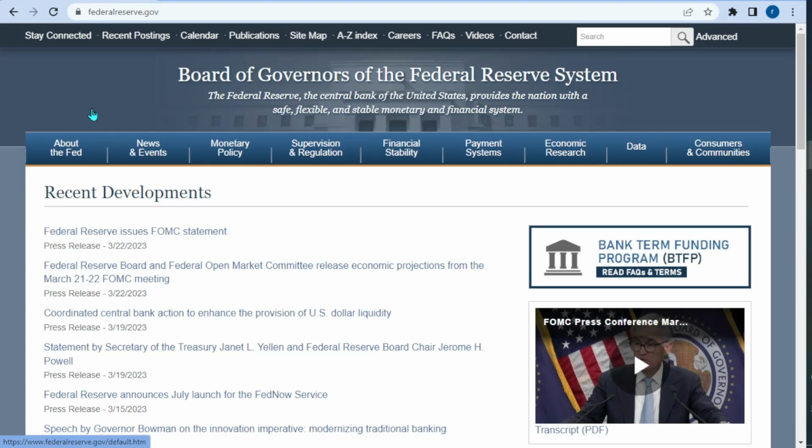Pretty much at the end of every quarter we get something called a Summary of Economic Projections, SEP for short. What we get in this data release is some insight on what the Fed is actually thinking, with GDP, unemployment, inflation, and interest rates. This day is very, very important, and the data usually drops around 2 p.m. Eastern Standard Time on a Wednesday.